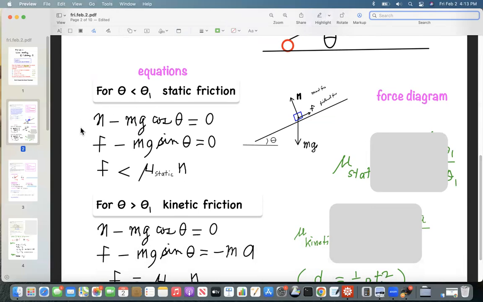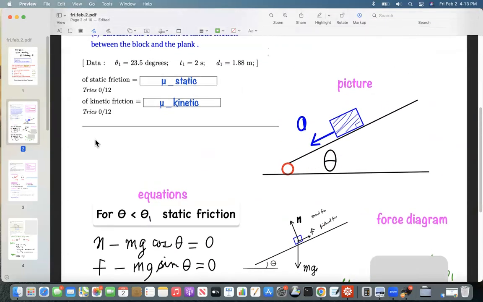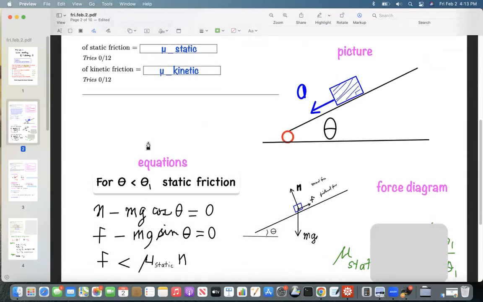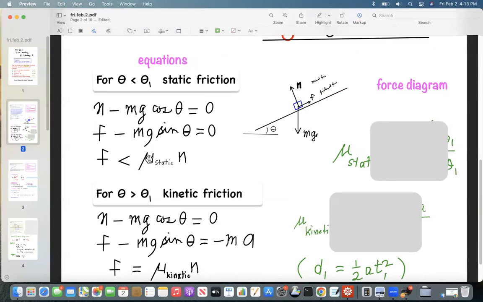So here I have 3 equations that I have to use. And what's the unknown? Well, I'm trying to calculate the coefficient of static friction, mu static. So the unknown is mu. So mu is the largest value of F divided by N. That'll be the value of F when theta is just barely high enough that this will start to slide down.